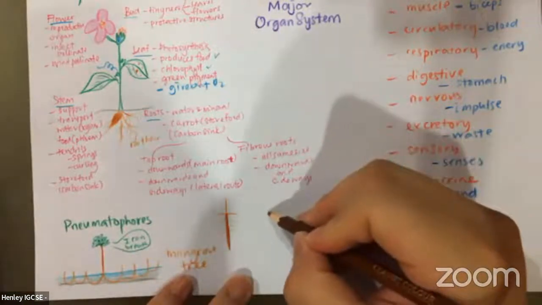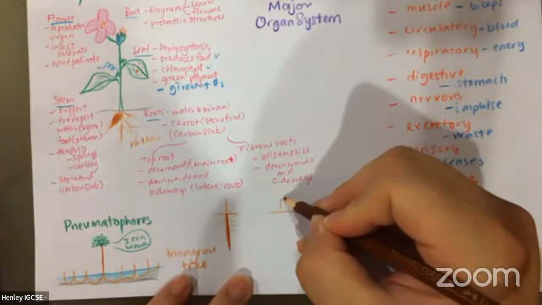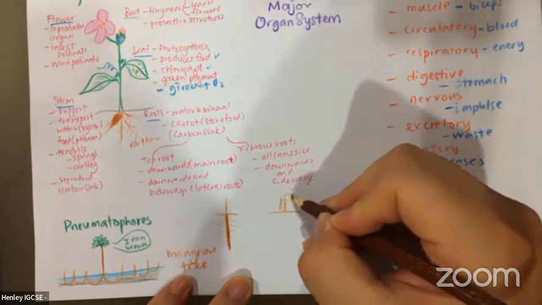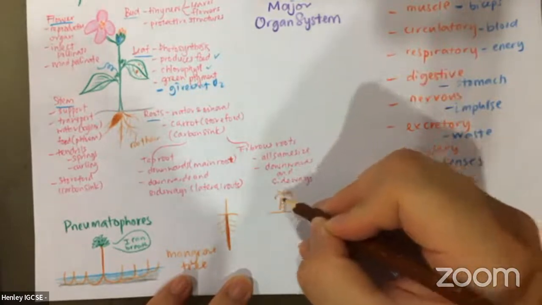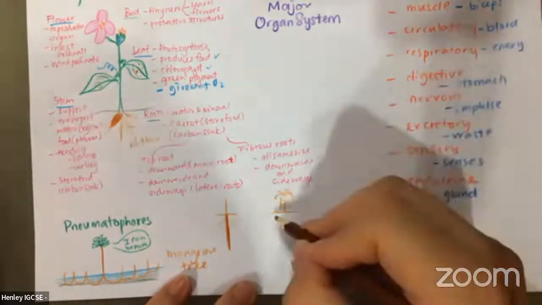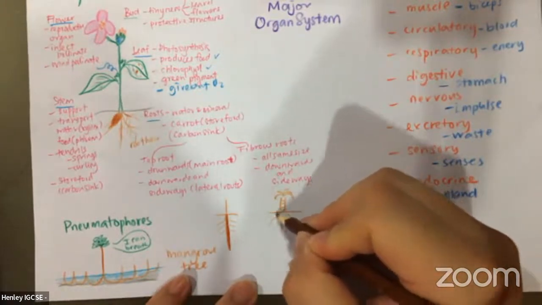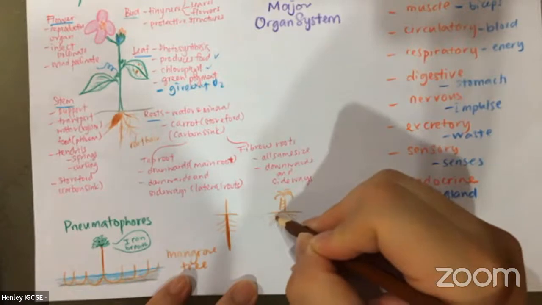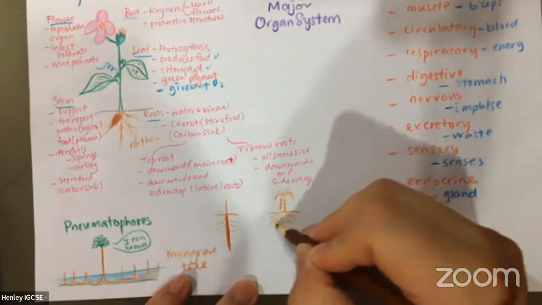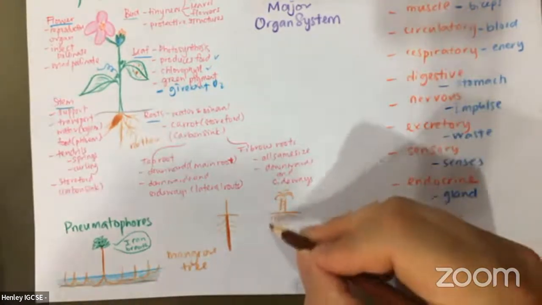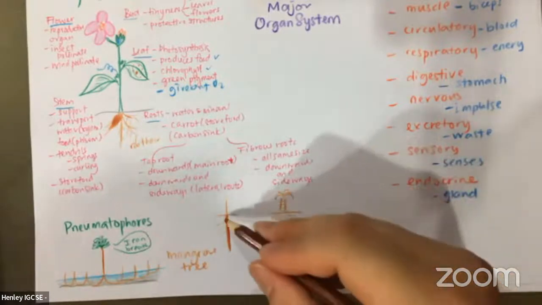But for some plants, for example palm tree or coconut tree, the root is fibrous. That means that they don't have the main root. They have many small fibrous roots going all the way down and sideways. But they don't have the main root.